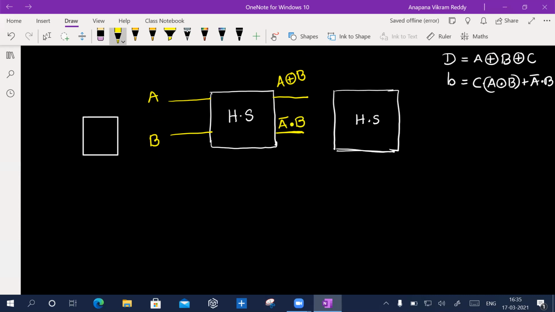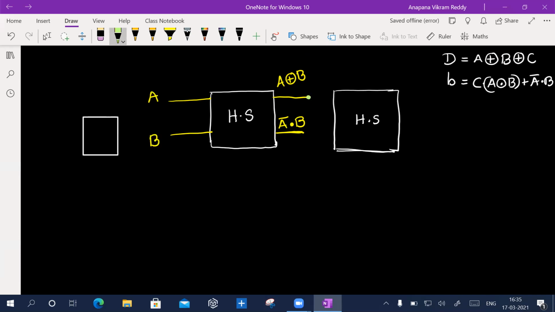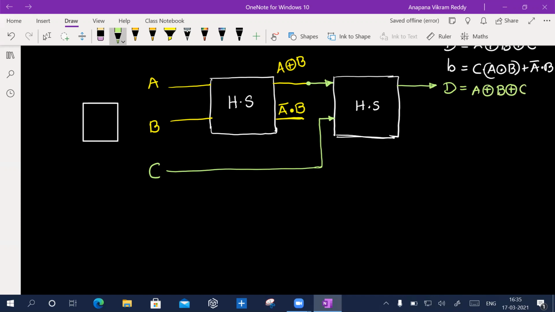Okay, so now without second thought, I connect these two. So I'll connect this to this half subtractor. Now A exclusive OR B is input to this half subtractor, and the other input we need to pump in is C. So I'll give this C. Then what is my output here? D, A XOR B XOR C.